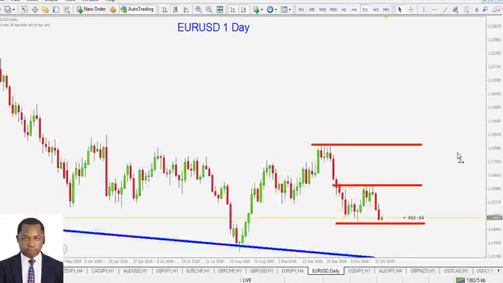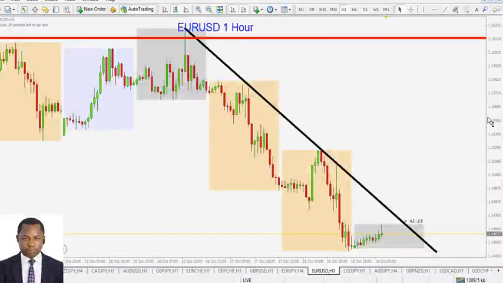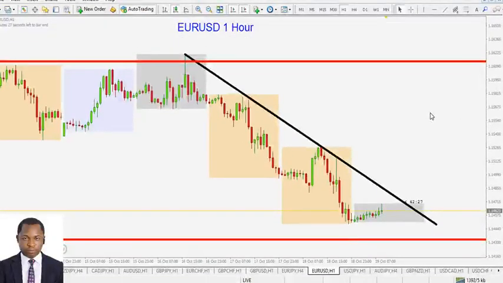Okay, next one, euro against the American dollar. Okay, what do we have here? Sideways Tokyo range, looking quite tight here for this pair. This is the resistance line, resistance, support, no room. This is the only room to the upside, room to the downside, no room, just like the sterling pound against the American dollar.